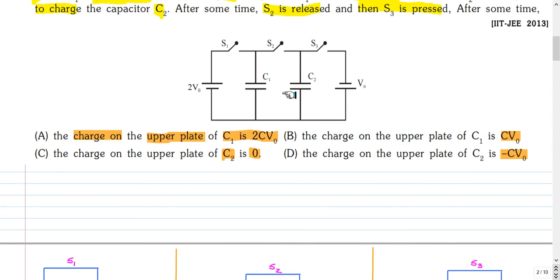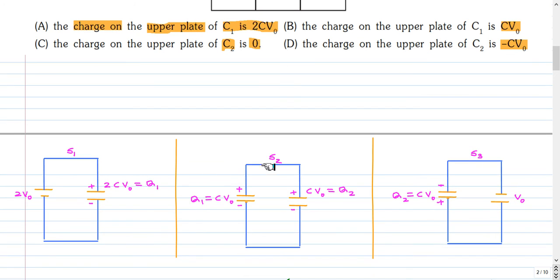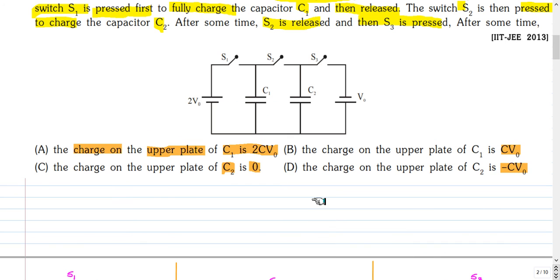and when S2 is closed, the two capacitors will come into the circuit, and the two capacitors are identical, they have the same capacitance value. So the charge of 2CV0 will get divided between these two equally. So after some time, the charge on the upper plate of capacitor C1 will be CV0, and also charge on the upper plate of capacitor C2 will be CV0, and the lower plate will be minus CV0 for both of them. And after some time, S3 is closed, S2 is open, so only the right cell and C2 will come into the circuit.